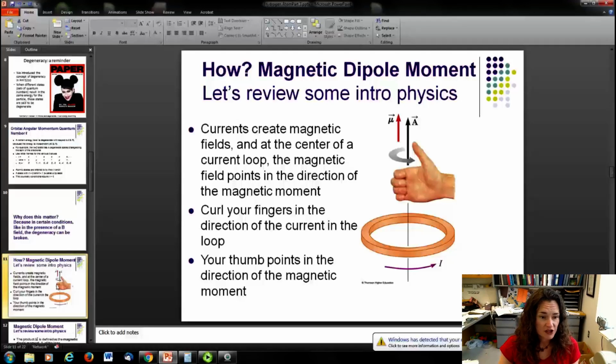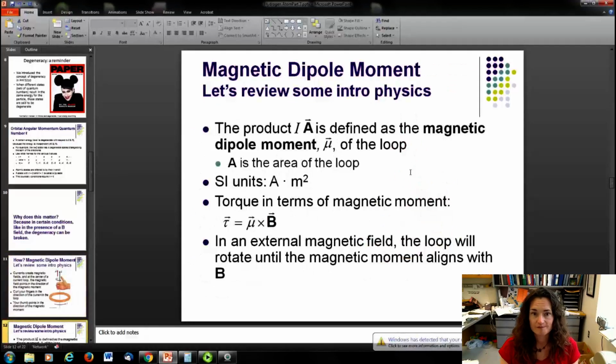Now, the value of the magnetic dipole moment is defined as the current flowing through the loop times the area vector. The area vector is just the area of the loop, the area enclosed by the current loop, and the direction is picked by that right-hand rule that I talked about just a minute ago. So IA is the magnetic dipole moment, mu, of the loop. The units of this, of course, are amps meters squared.